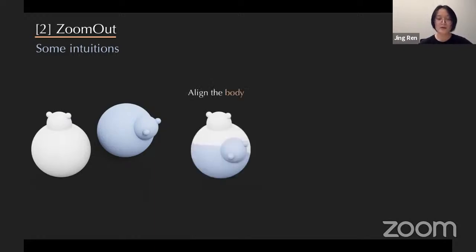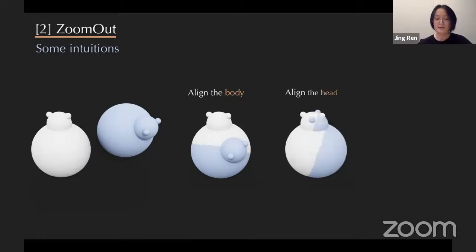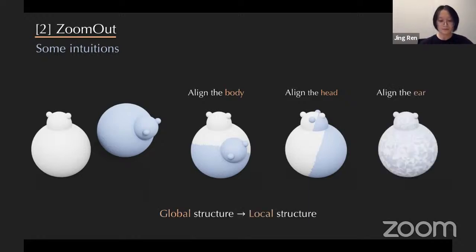More specifically, we can first try to align the body of the two pandas. And once they are properly aligned, we can rotate the blue panda a little bit to register the head. And once the head and the body of the two pandas are properly aligned, we rotate the blue panda again to try to align their ears. So we are registering the global structure first and then the local structure. I think this registration process is very natural. It can also help us to avoid the undesirable local minima I described before.